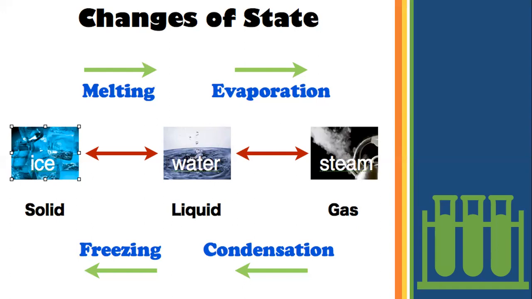Now there's a special name that we give to the process by which a substance changes from a solid to a gas without passing through a liquid state. And that process is sublimation. Sublimation is a process by which a substance changes from a solid state to a gaseous state without passing through the liquid state. Examples of substances that sublime would be your dry ice, camphor ball, among other things.